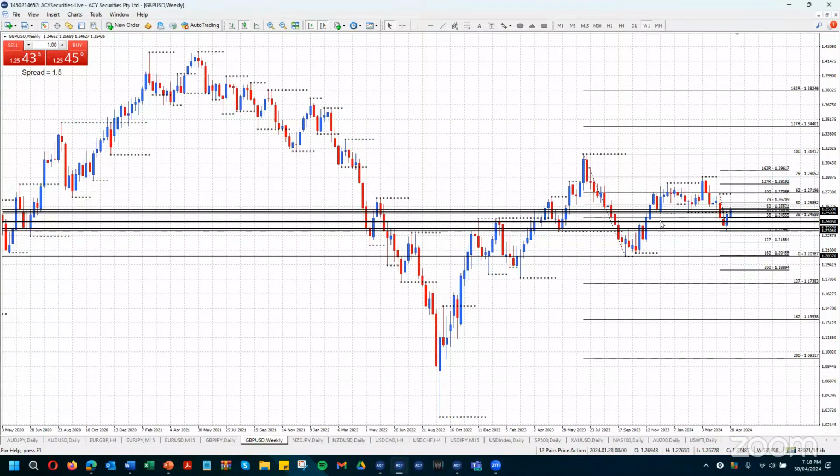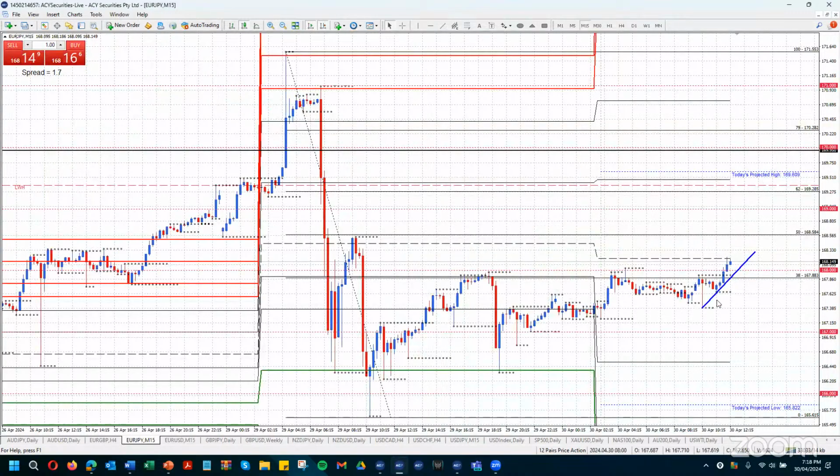Lawrence is saying 168. I'm guessing you're saying about the euro yen. Yeah, there's a figure here at 168. So if we get a break of the trend line, we'll be flying at 168 as well. So there's a couple of reasons there that the market could top. Just there. All right, back to the pound.